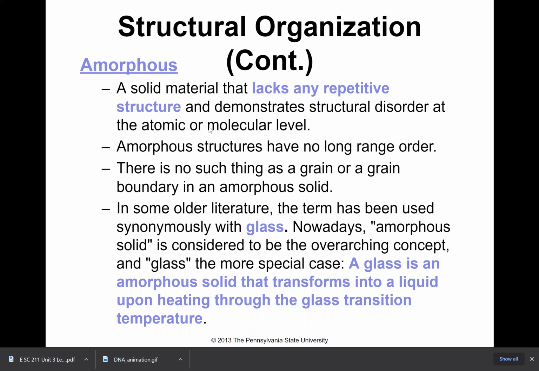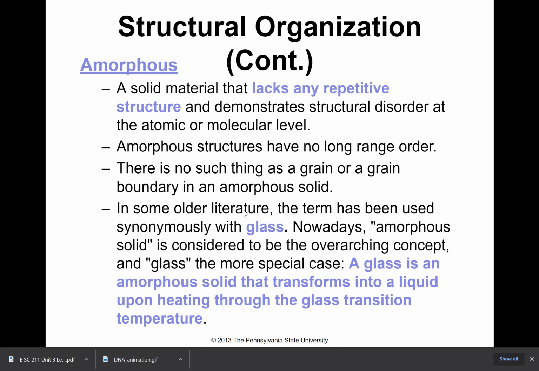The last structural type is called amorphous. Amorphous is when the solid material lacks any repetitive structure and demonstrates structural disorder at the atomic or molecular level. When I think of amorphous structures, I think of maybe spaghetti. You know how it's all cooked spaghetti, not raw spaghetti. Raw spaghetti is more like a crystalline structure, but cooked spaghetti, how it's all intertwined and all mixed up, that's more like an amorphous structure. Amorphous structures have no long-range order. There's no such thing as a grain or grain boundary in an amorphous solid.